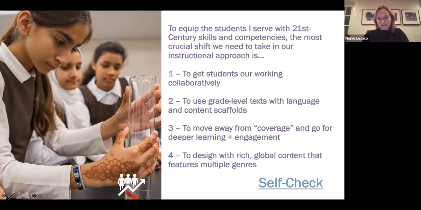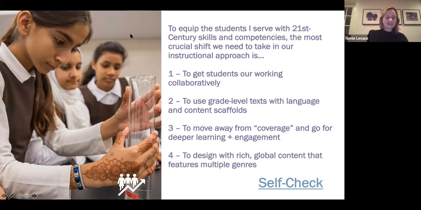So I'm going to stop here and take the temperature on these 4 shifts, which are critical right across the globe today, and eventually need to work in concert with one another. I'm going to ask you to pause and think to yourself, if you had to pick one shift of these 4 that you think is most crucial at this moment in time, which one is it? If you could only pick one shift that you've got to take in your instructional approach, which shift is it? And I would love to hear from each of you.